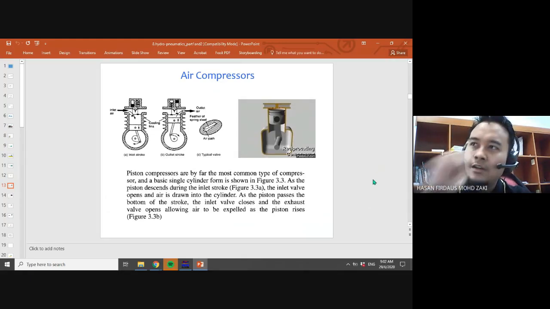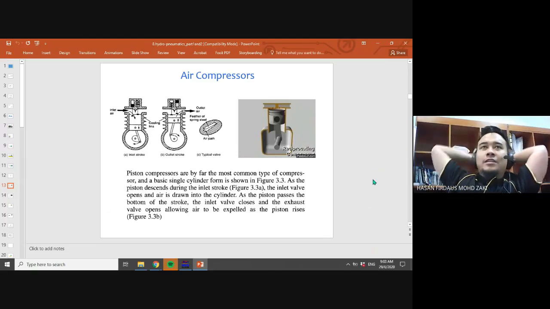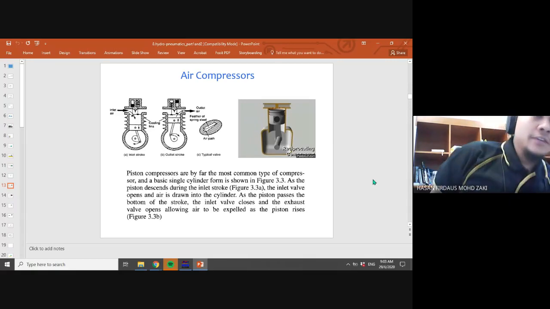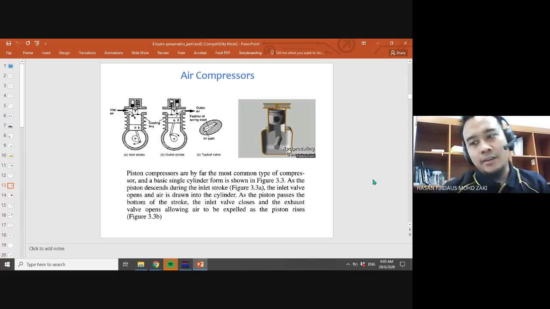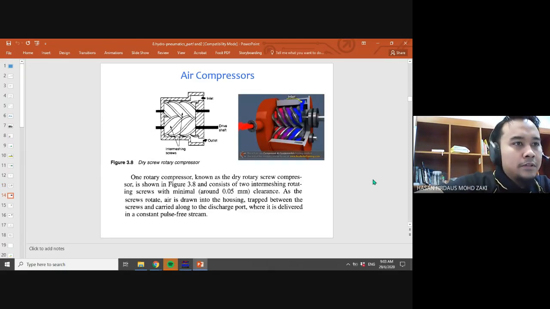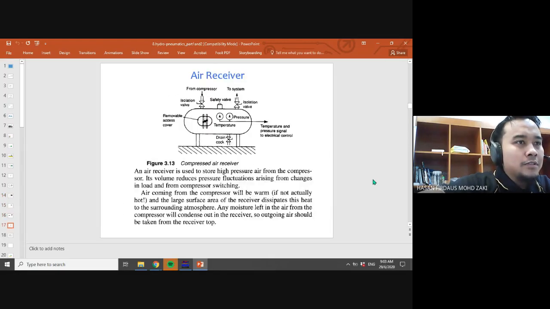One good thing for the pneumatics is that the energy source is relatively free. You can get the source from the air, from the atmosphere, and then you compress the air as the source for your system. It is sort of free, very cheap. This one is the compressor, a type of compressor. You have lots of compressors.